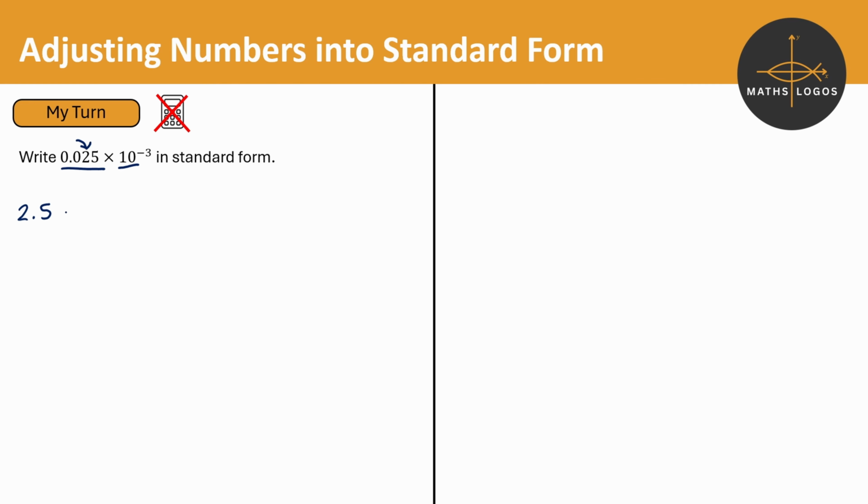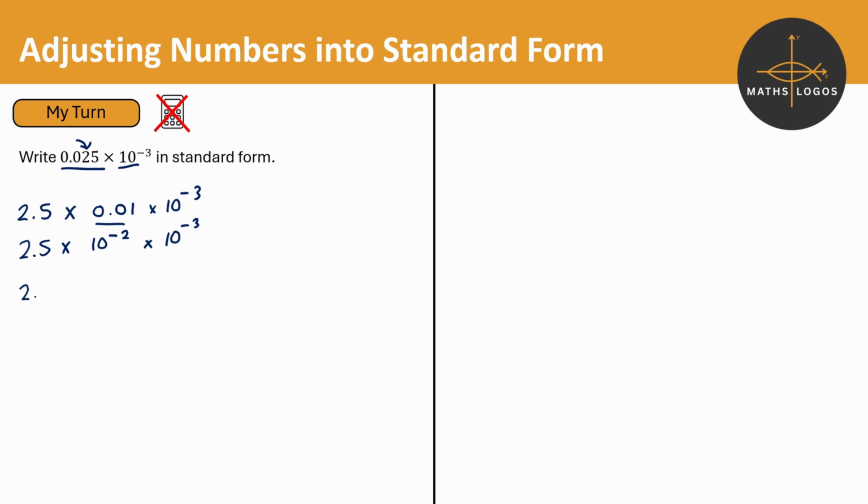So I know that this is going to be 2.5 multiplied by 0.01. And of course, I need to remember that I'm multiplying that by 10 to the power of negative 3. I can then turn 0.01 into a power of 10. And to do that, all I do is I count the zeros. Well, there are 2 of them. So this is 10 to the power of negative 2. And again, I need to remember I'm writing in my 10 to the negative 3 as well.